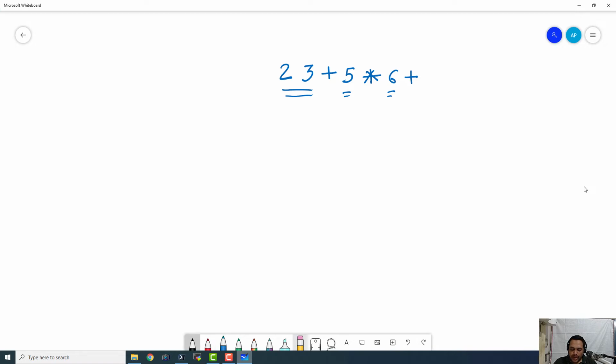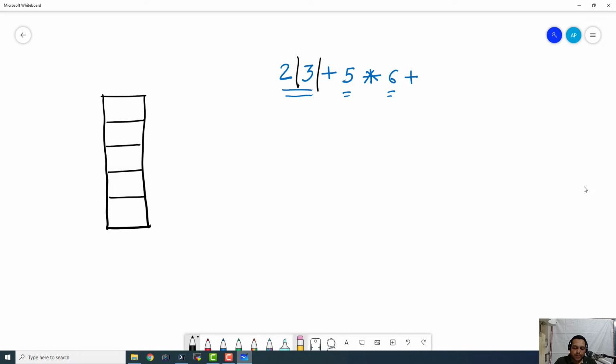Now we are going to create a stack. So this is a stack. Now the algorithm is like that. Check the entire expression and read all the characters or all the tokens one by one. So there are these many tokens, okay? So let us tokenize it. So these are all individual tokens. So we have 2, 3, plus, 5, multiplied by, 6, and plus.